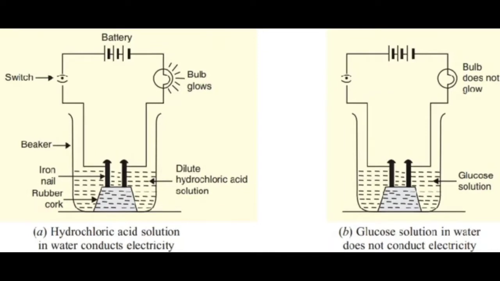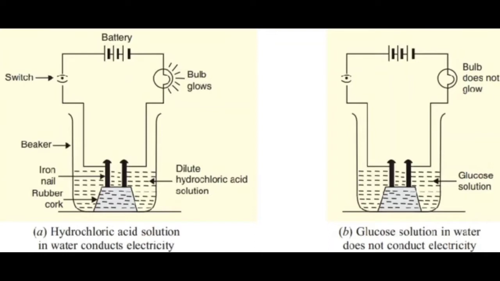So when hydrochloric acid solution is taken in the beaker, it was observed that the bulb glows. Why? Because hydrochloric acid, HCl, gets dissociated to give H+ and Cl- ions, and these H+ and Cl- ions are responsible for the conduction of electricity.